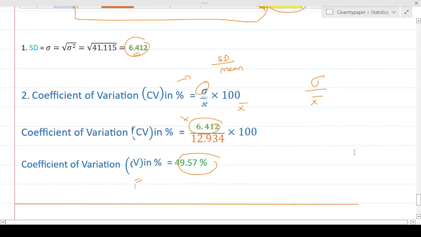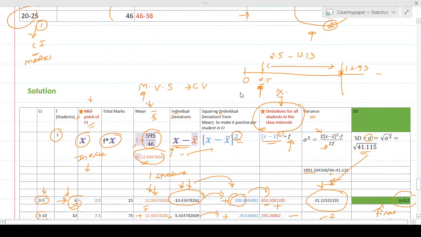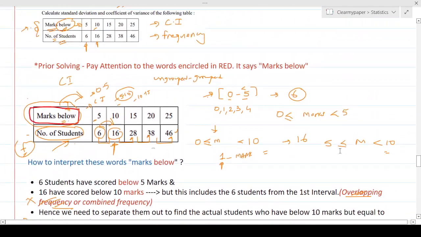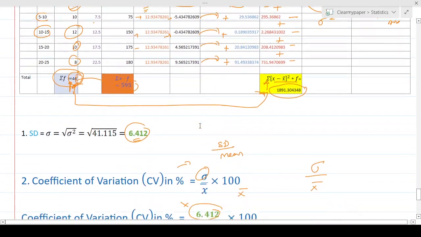So that's how we calculate the group data for standard deviation, and the only trick is this part in red that I explained. Do not forget that, and pay attention before you solve the problem to these tricky words, marks below, and what it means, where you will have to make some adjustments to the rows in terms of class intervals and split the frequencies to find the actual number of students. So that's what I wanted to bring to attention in this episode. That's why I kept it separate. So hopefully this was clear.